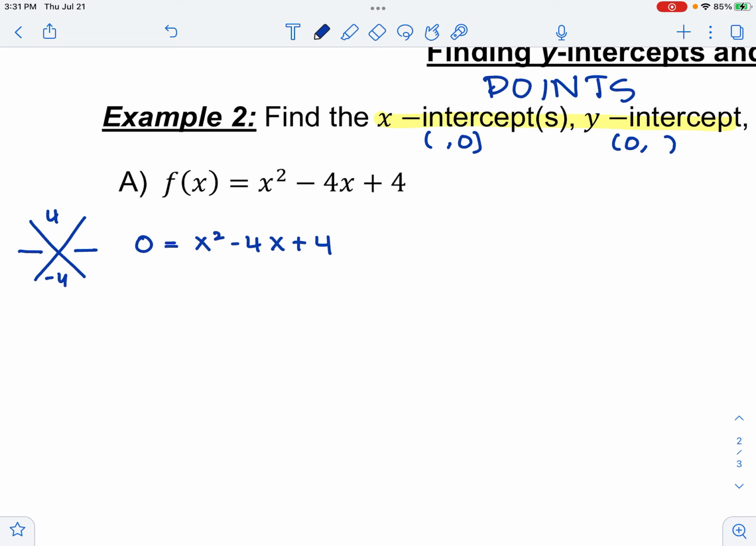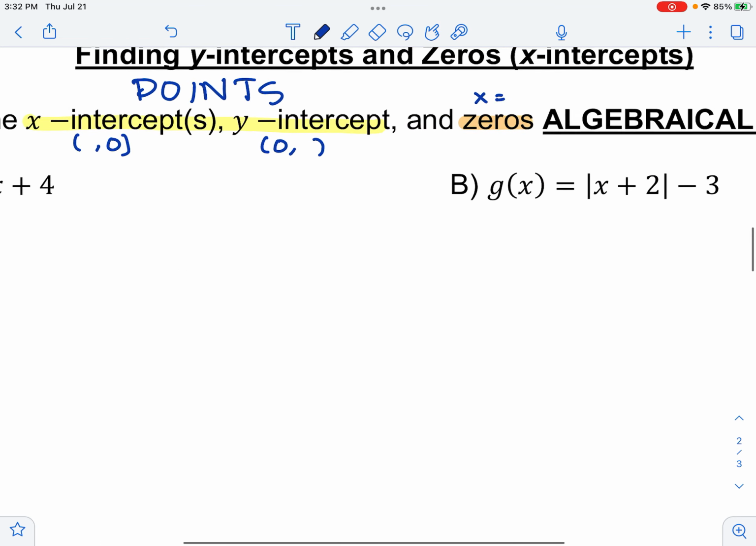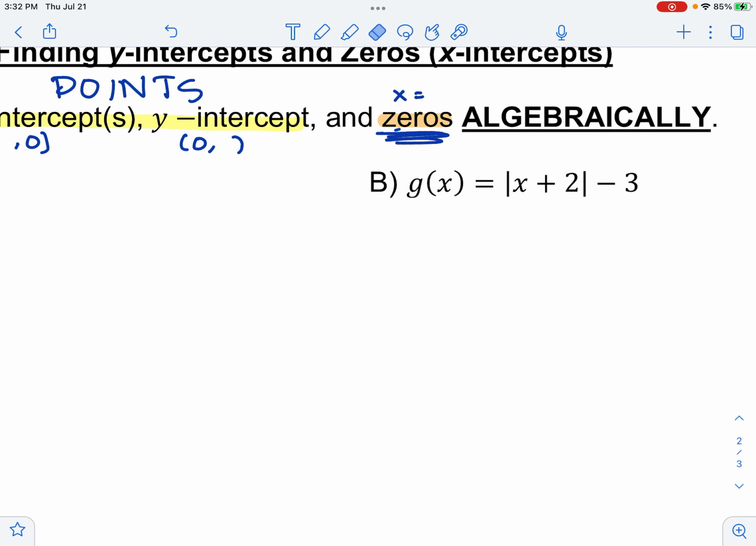2 times 2 is 4, but that doesn't add to give me negative 4. If I make them both negative, they multiply to give me positive 4 and add to give me negative 4. Divide by the lead coefficient, which is 1. So I have 0 equals x minus 2 times x minus 2. Set each factor equal to 0. Notice the factors are the exact same, so I don't have to set x minus 2 equal to 0 and x minus 2 equal to 0. It's a waste of my time. I'm just going to set one of them equal to 0, and I get x equals 2. Notice this is in the form x equals. So this is my zero.